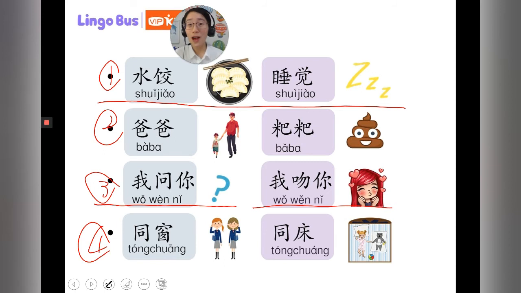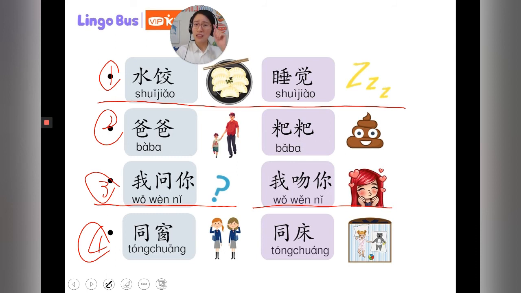Okay, the last group we have 同窗, that means classmates, and 同床, that means 2 persons sleep together. If you're going to introduce your classmates to your parents and say, Mom, we're classmates, we're 同窗. If you change the tone and say, Mom, we're 同床, that means you two sleep together. I'm not sure what your parents will think about you. So from these examples, I just want to tell you the tones are very important in Chinese pronunciation.